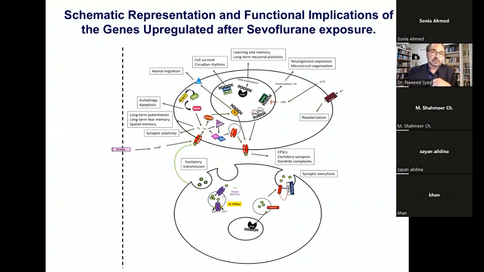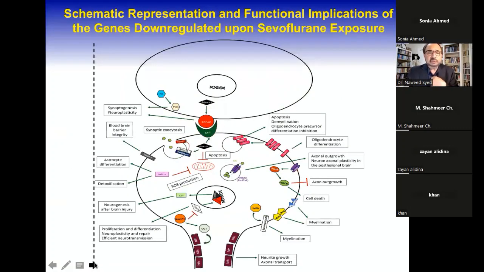Finally, I would like to show you that in addition to these, many of the genes involved in cell death are also upregulated in response to anesthetic or sevoflurane exposure. They cause cell death and demyelination, affecting oligodendrocyte precursors, axon growth, cell death, and myelination. Myelination is really important because if the axons are not myelinated, their conduction will be slower or perturbed.